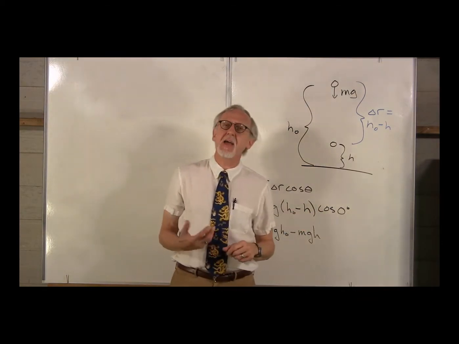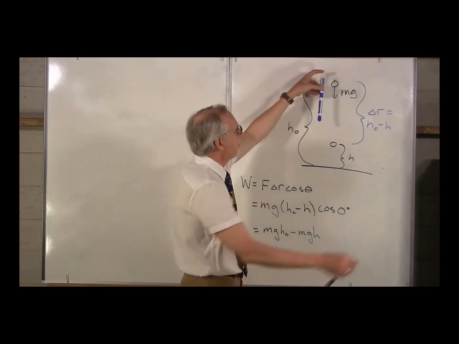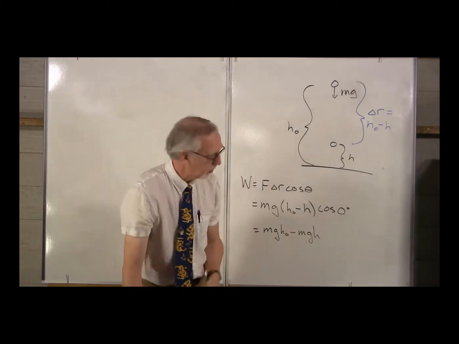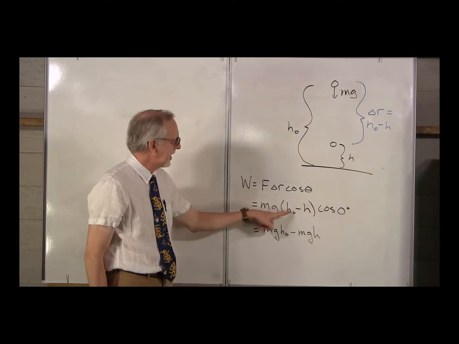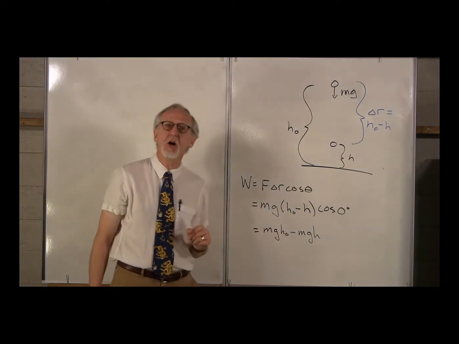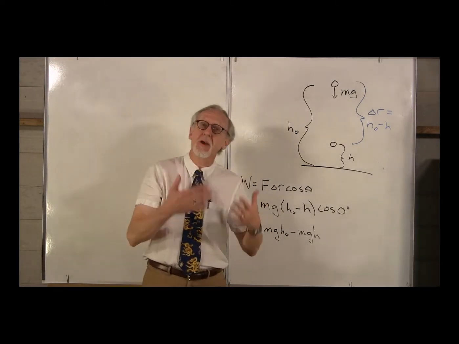Cosine, what's the angle between them? The force is the weight, the displacement is down. What's the angle between them? 0. So we have cosine of 0. Multiply this out, we get mg h0 minus mg h. That's if we have an object falling straight down.